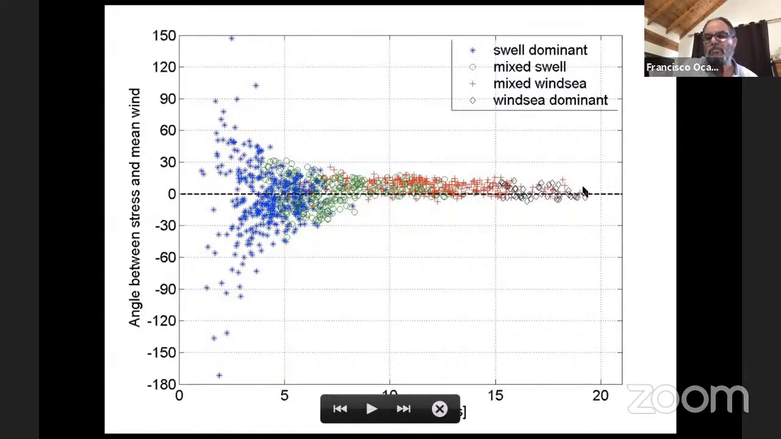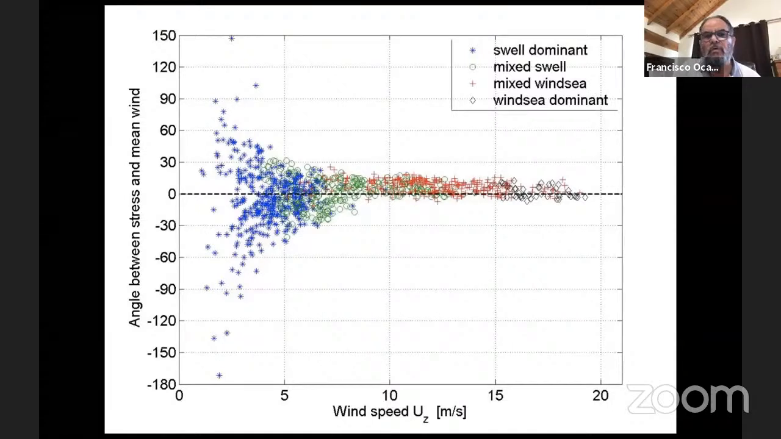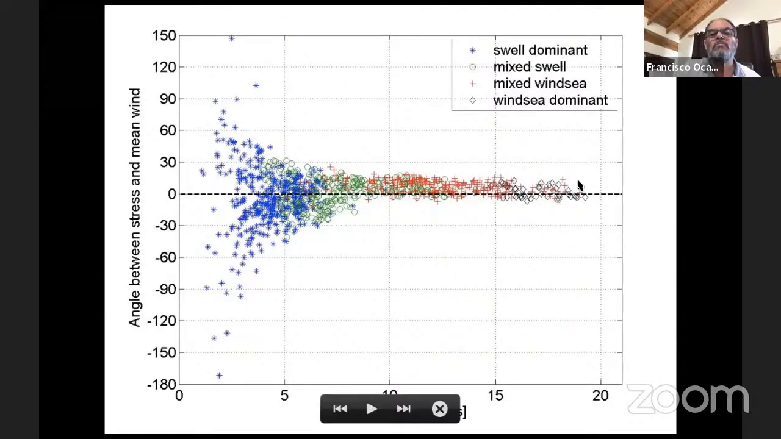This is really important because if we use the bulk formula in a numerical model, we always assume that the wind stress and the mean wind are aligned, because only the intensity or magnitude of the wind stress is considered. But measurements now reveal that this is not the case on many occasions.